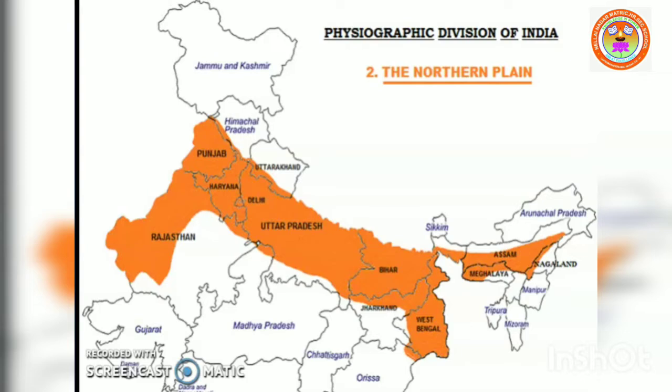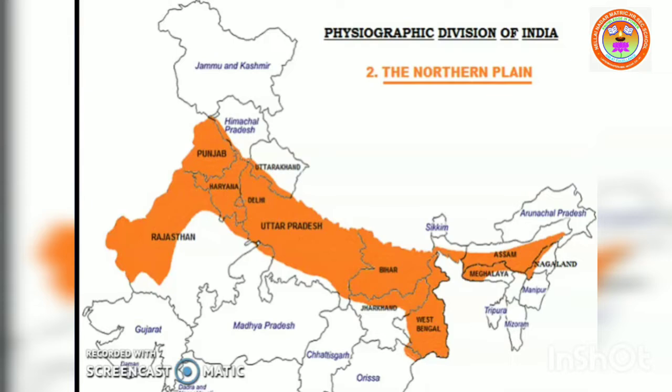The length of this plain is about 2,400 km. The width is from 240 to 320 km. It covers an area of 7 lakh square kilometers. The Great Plain of India is a remarkably homogeneous surface. It is formed mostly by the depositional process of Himalayan and Vindhyan rivers.